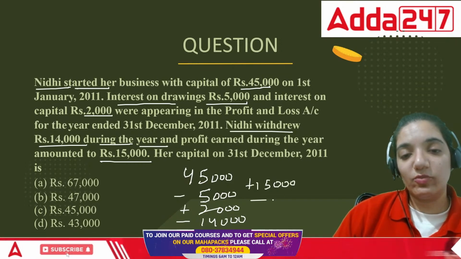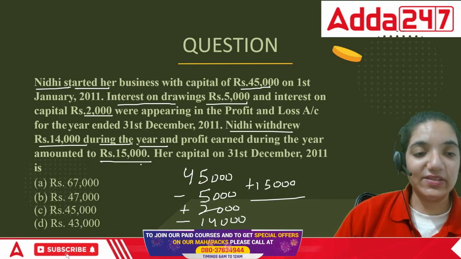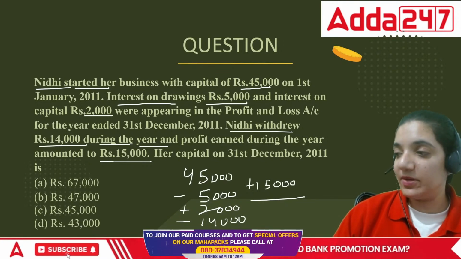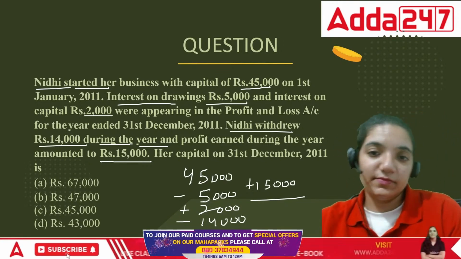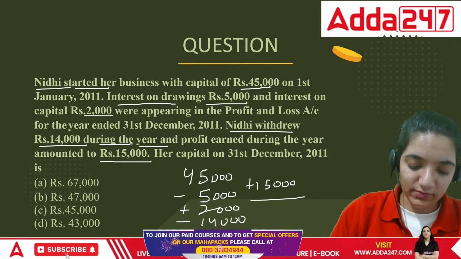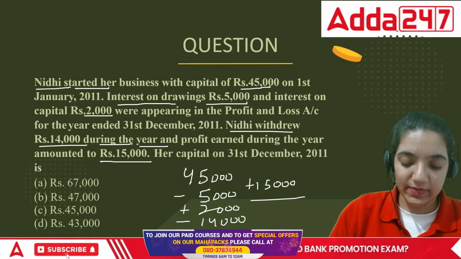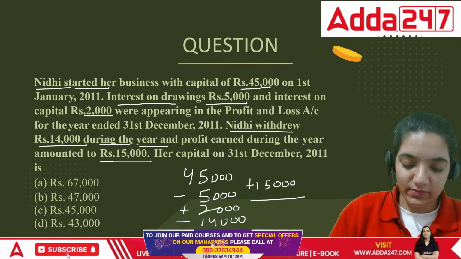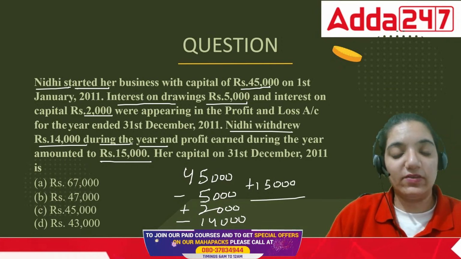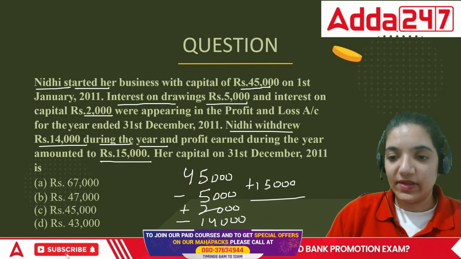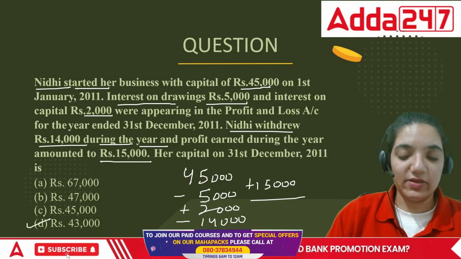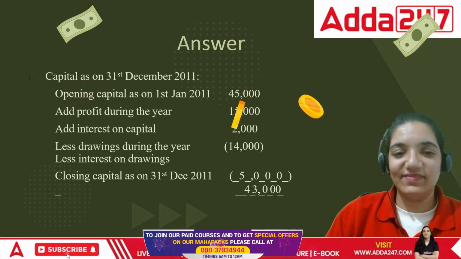So what would be your closing capital, everyone, based upon this? What would be her capital? 45 minus 5 makes 40. It turns out to be 43,000. The correct answer is 43,000. That's the answer.